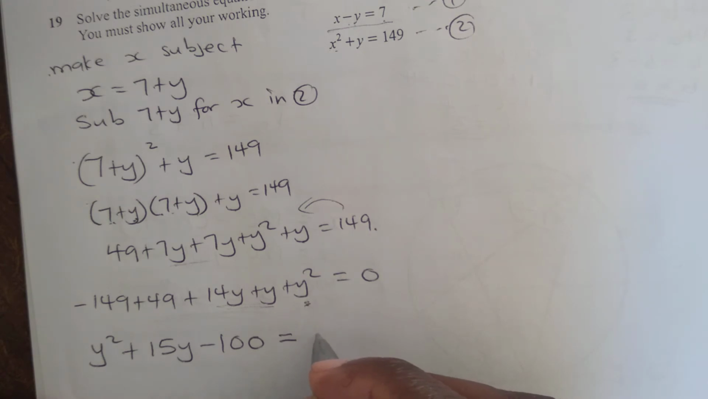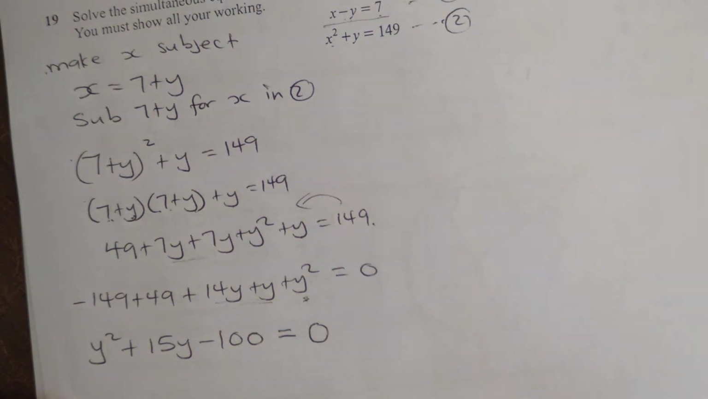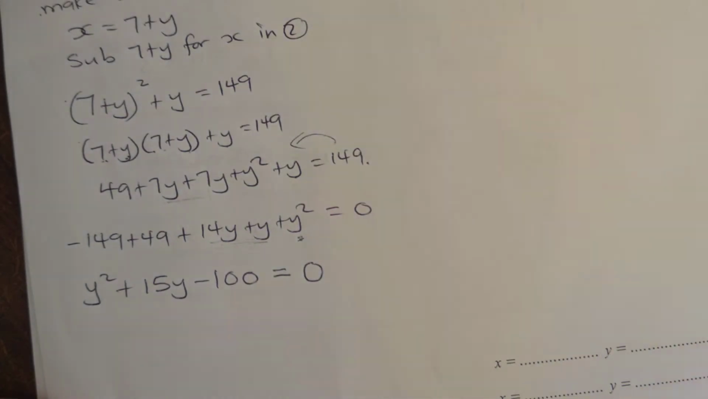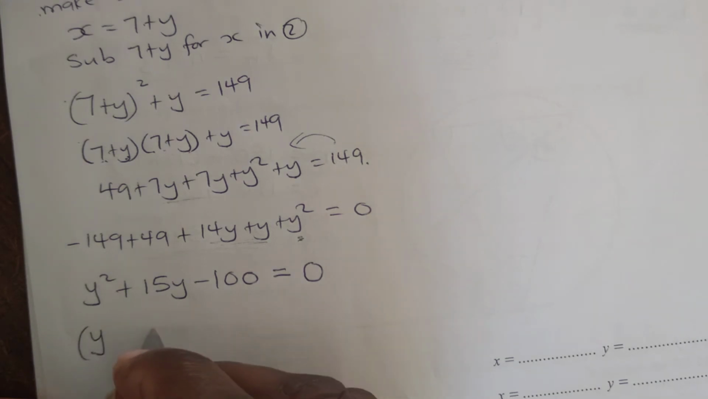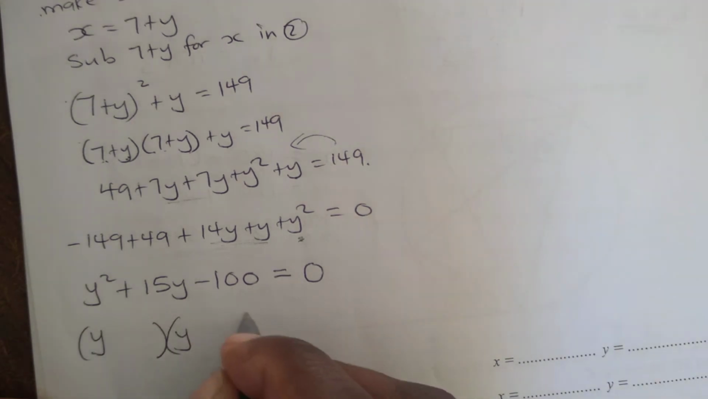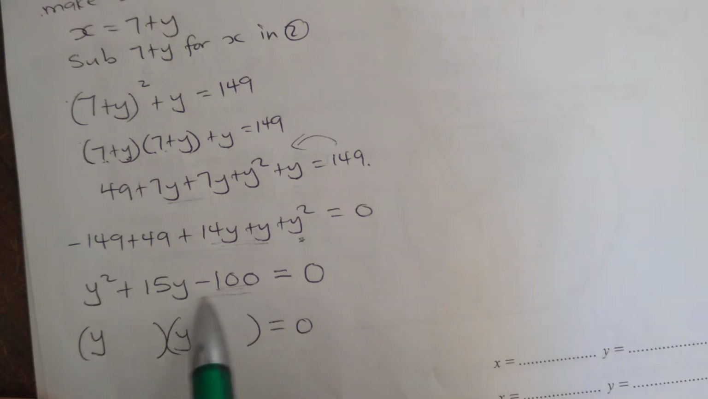All this is equal to 0. Okay? And from the look of things, I can factorize this. I put y here, I put another y there, and then I look for two numbers. These numbers must give me negative 100 upon multiplication. Upon addition, they will give me 15.